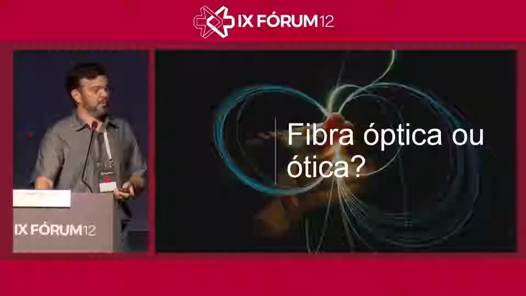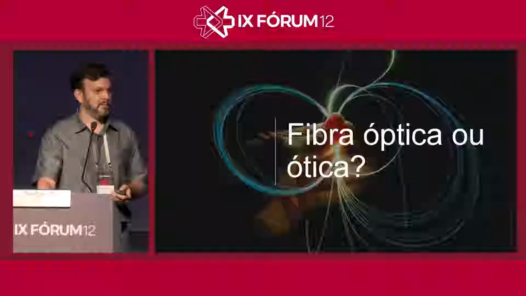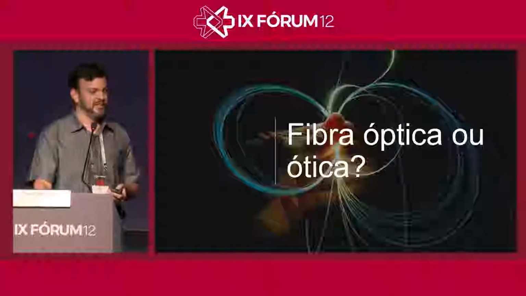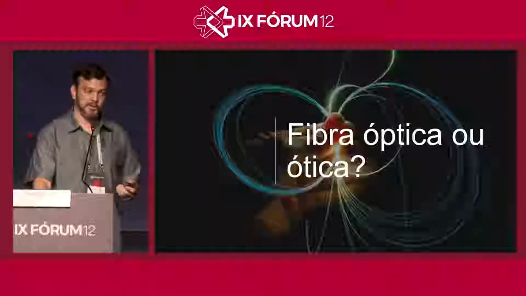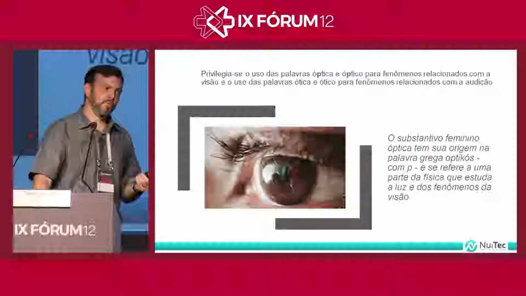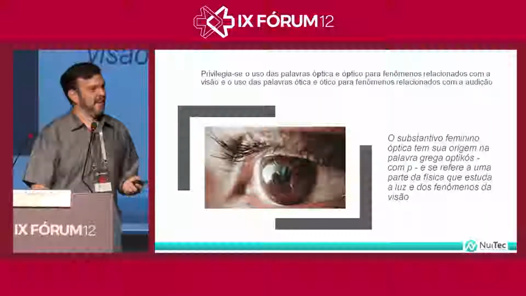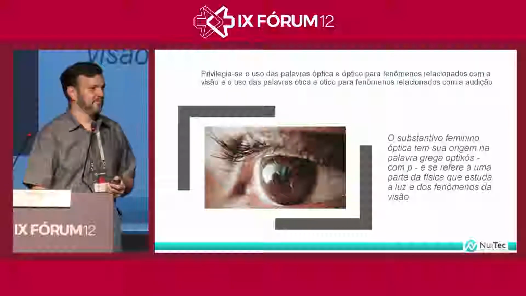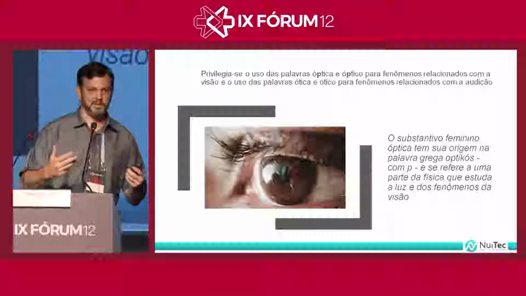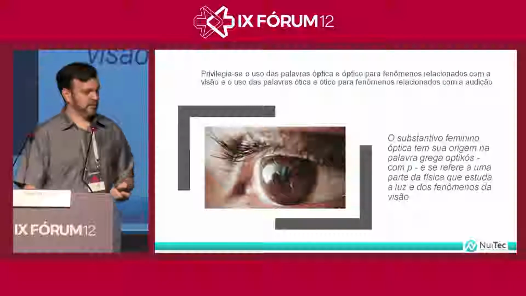And what is it? Number one, is it optic fiber or is it otic? In literature, we read optic and sometimes without the P. This is in Portuguese. If we see the origin of the word, otic is related to the ear, and optic is regarding eyesight, vision. So when we're talking about light, optic transmission, we should always write with P.